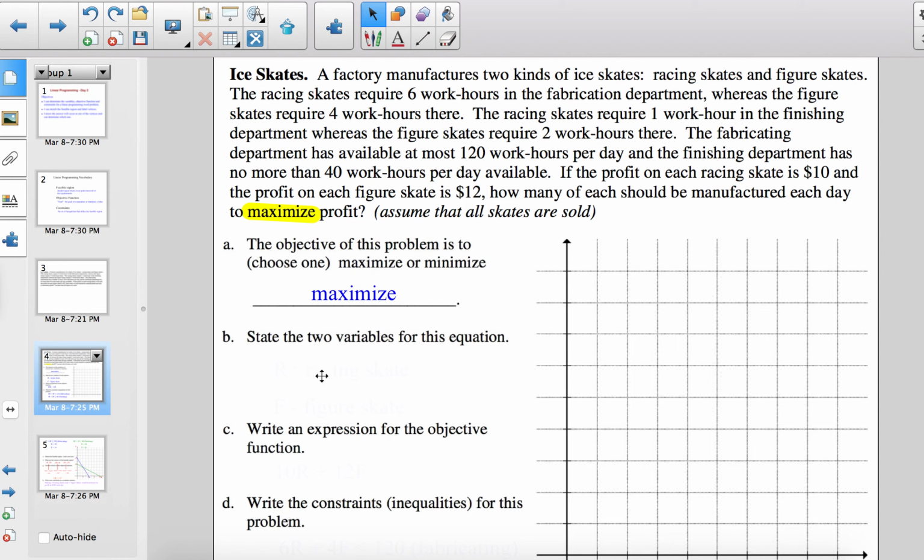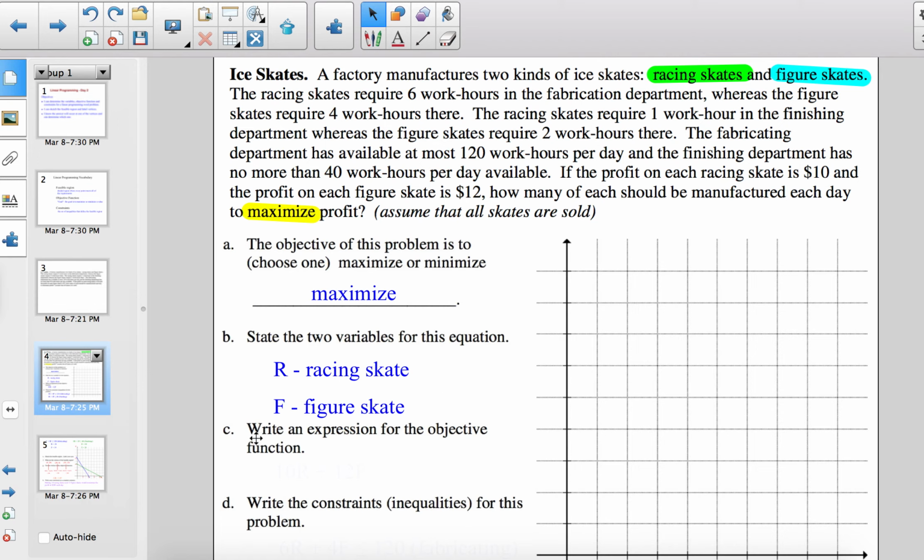Okay. Next, it's going to ask, what are my 2 variables? Well, if you read the sentence, I'll start highlighting again. First, we have racing skates, and then we have figure skates, right? Those are my 2 variables. So I'm going to call this one R and this one F, if that's all right with you.